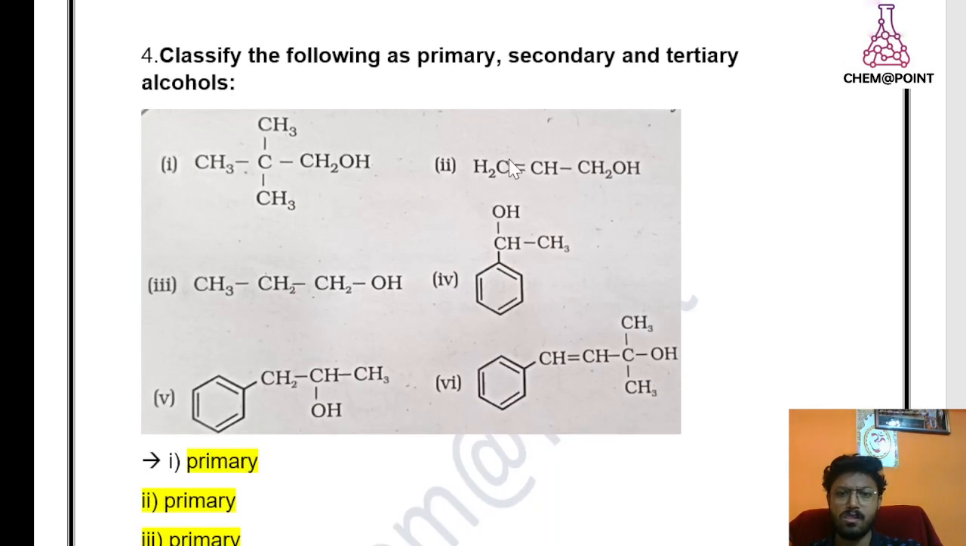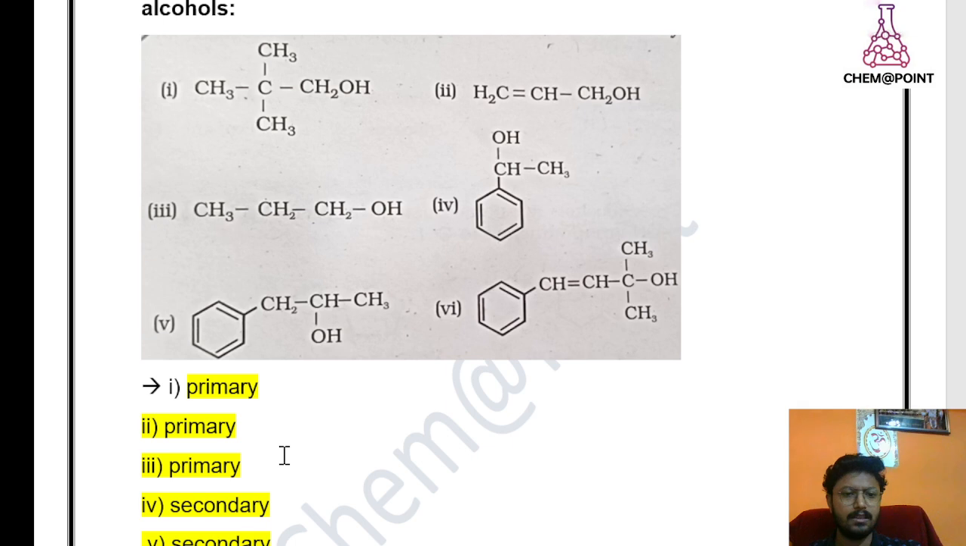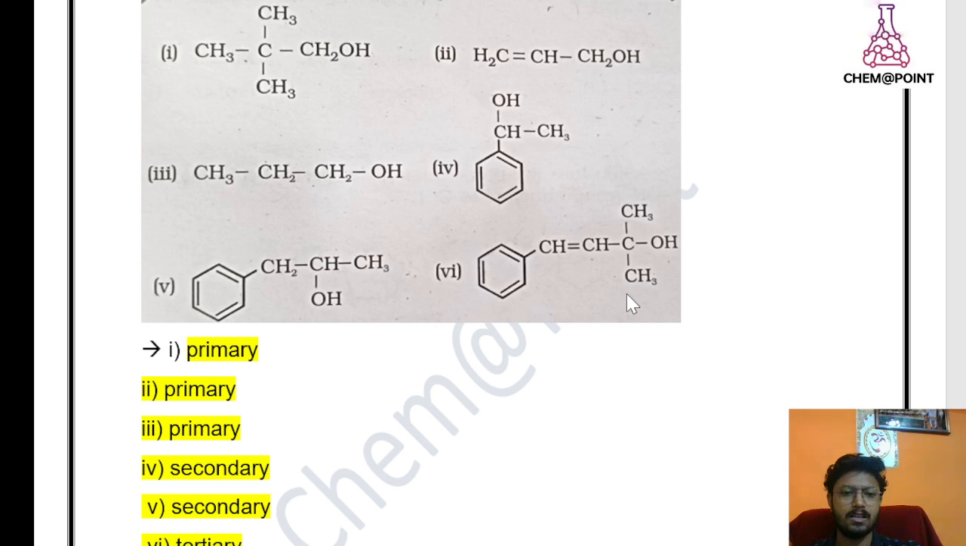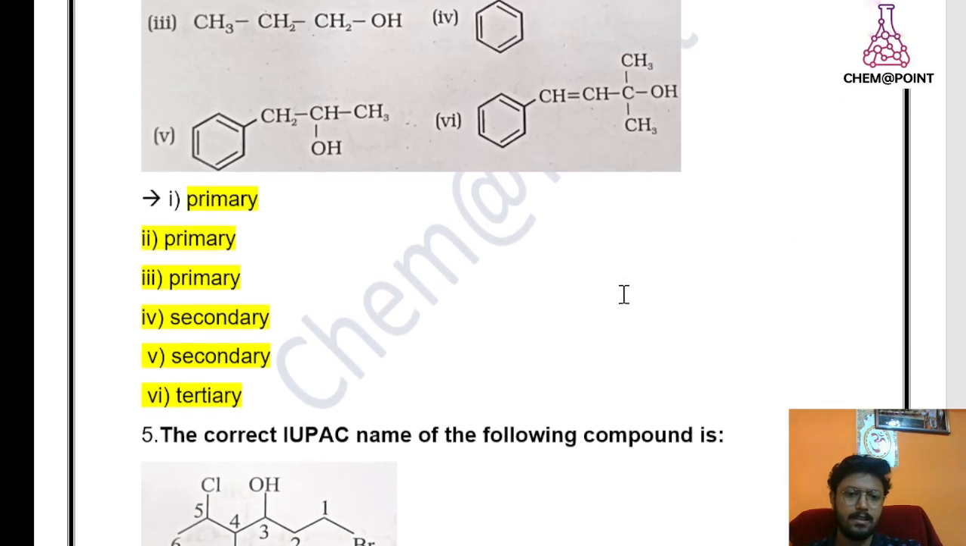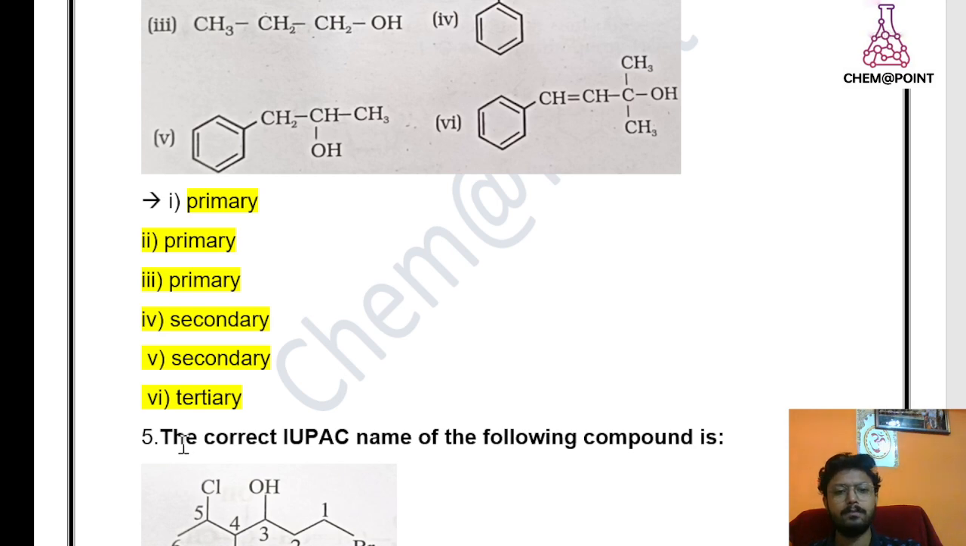Okay, have a look. And bit 2 is also primary because two hydrogens are there, and bit 3 is also primary, two hydrogen atoms are there, and bit 4 has one hydrogen, right? One hydrogen, it is secondary, right? And the last, bit 5, has one hydrogen, also secondary, and bit 6 has no hydrogen. The carbon the OH group is attached to has no hydrogen, so it is tertiary. Understood? Any confusion? Very nice. Now next question.